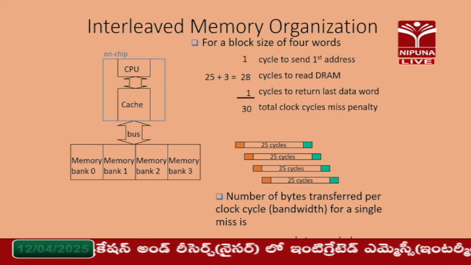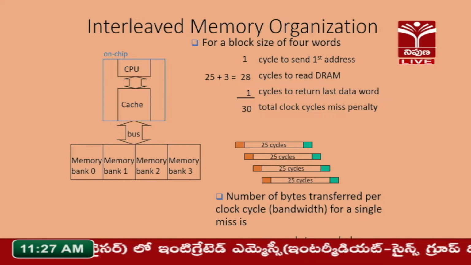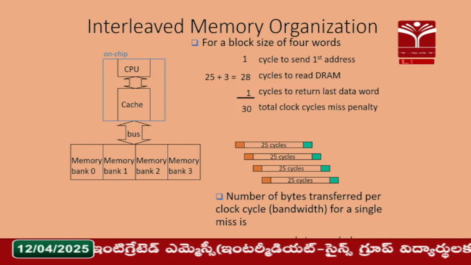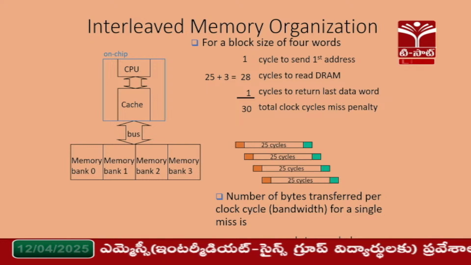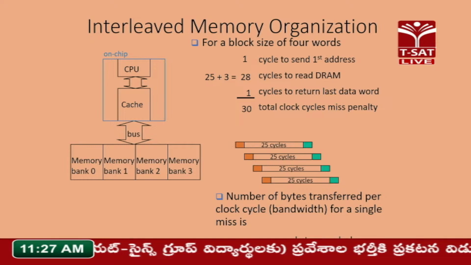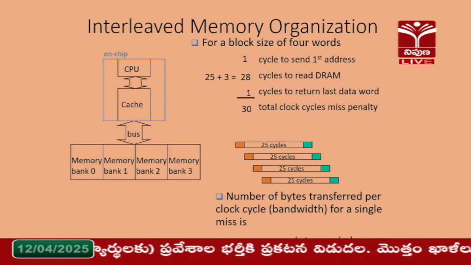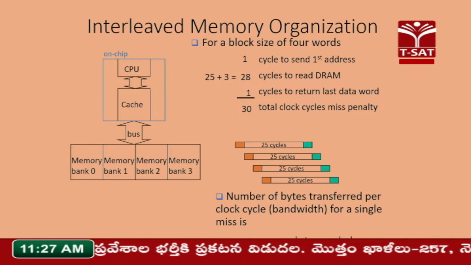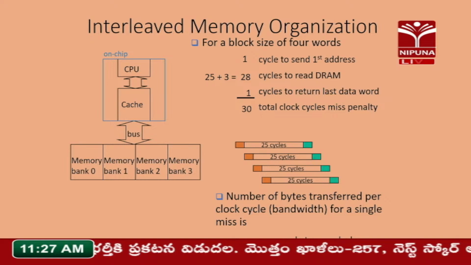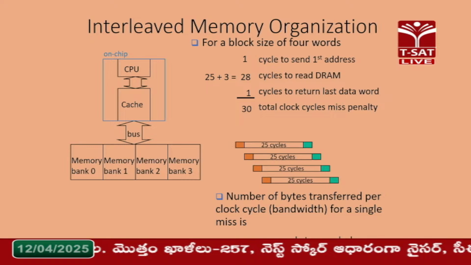So once you have this interleaving, very similar to pipelining, now I activated the memory. It takes 25 clock cycles, but after that every clock cycle I am getting the data from each bank, and I am interleaving each bank to the CPU. So it drastically improved from 102 clock cycles to 30 clock cycles.